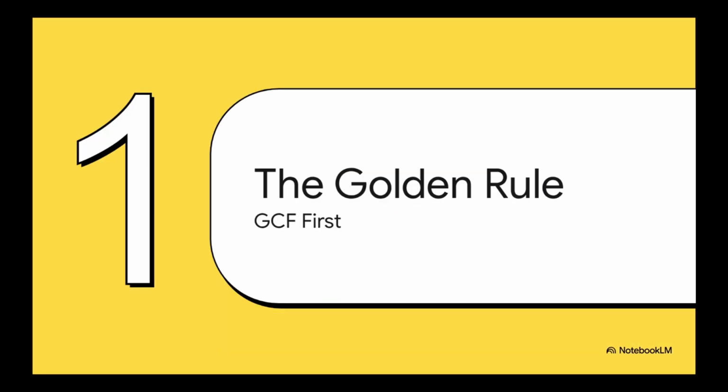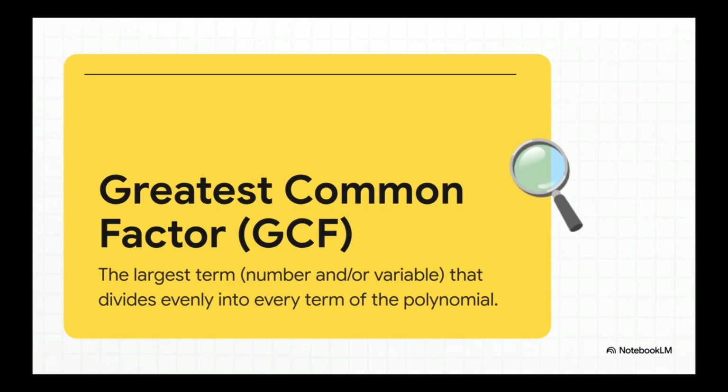Step 1, the golden rule. You have to hear me on this, always, and I mean always, check for the greatest common factor first. It doesn't matter what the polynomial looks like, this is your non-negotiable starting point. It makes every other step so much easier. So what even is the GCF? Think of it as the biggest chunk of stuff, numbers and variables, that's common to every single piece of the polynomial. And the key word there is every. If it's not a factor in one of the terms, it's out. It can't be part of the GCF.